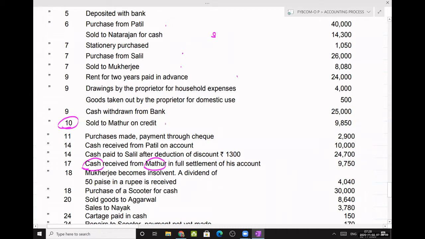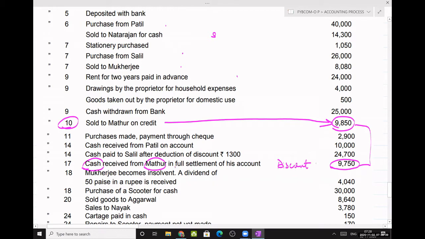See this 10th entry, Mathur. How much am I supposed to receive from Mathur? Mathur को मैंने goods बेचा है ना तो मुझे पैसा मिलेगा. So 9850. How much is he paying me? 9750. So 100 rupees less. So that's a discount which is offered. Correct? So 9850 का उसने मुझे कितना दिया? 9750. तो उसको डिस्काउंट मिला है ऑब्वियसली.